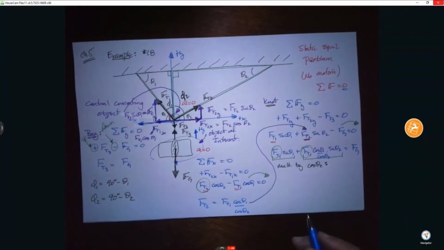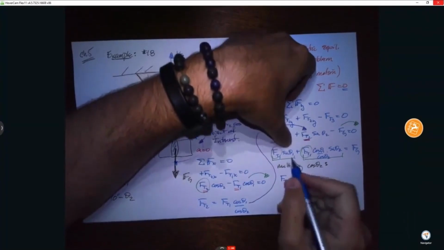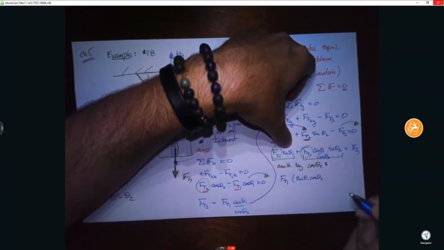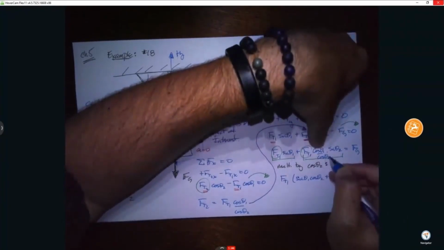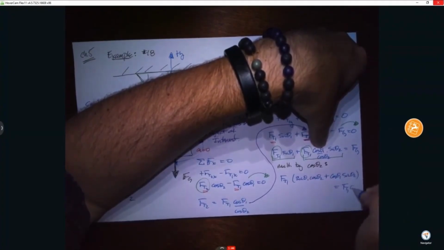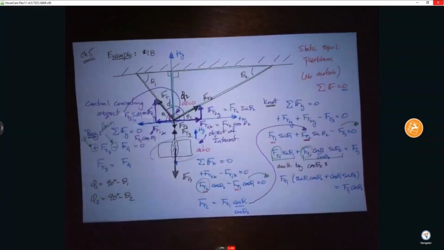When I do those two steps, what I get is my force tension 1 magnitude multiplied by sine of theta 1 cosine of theta 2, plus, and the cosine of theta 2 multiplication will cancel that denominator, cosine of theta 1 times the sine of theta 2, and this will be equal to Fg times my cosine of theta 2. Then I can just divide here in order to get my result.